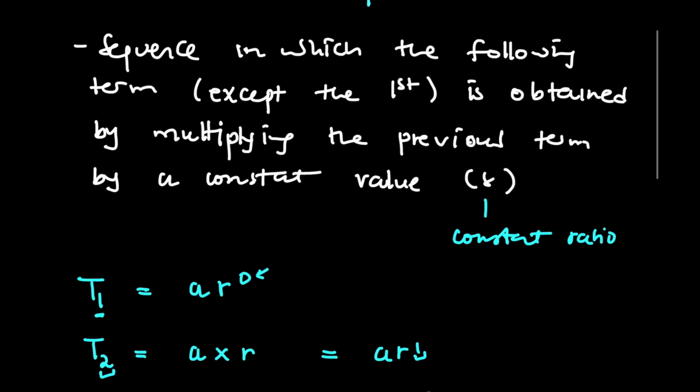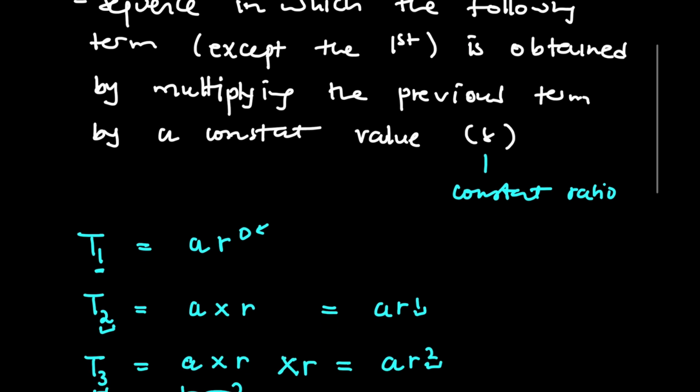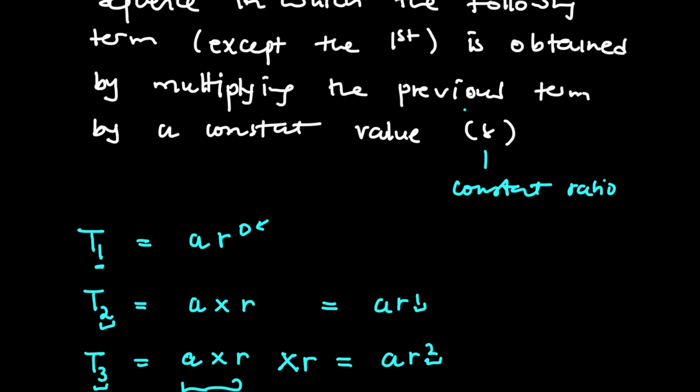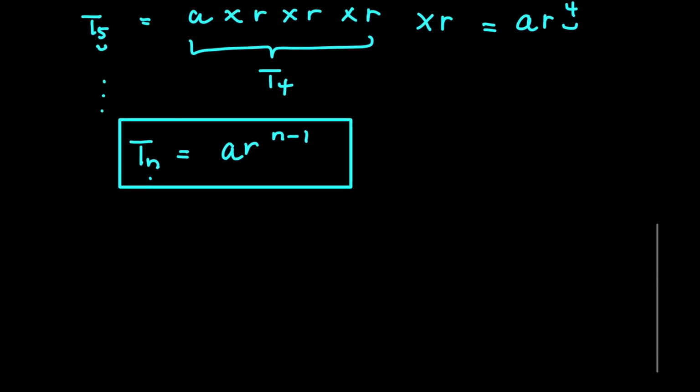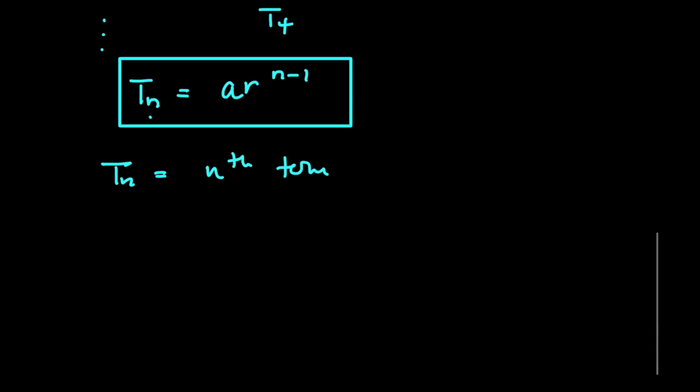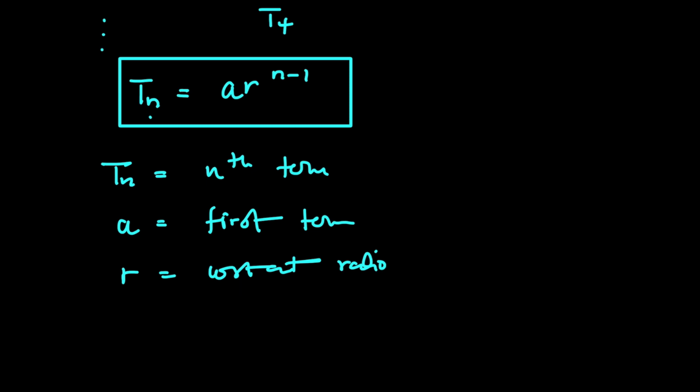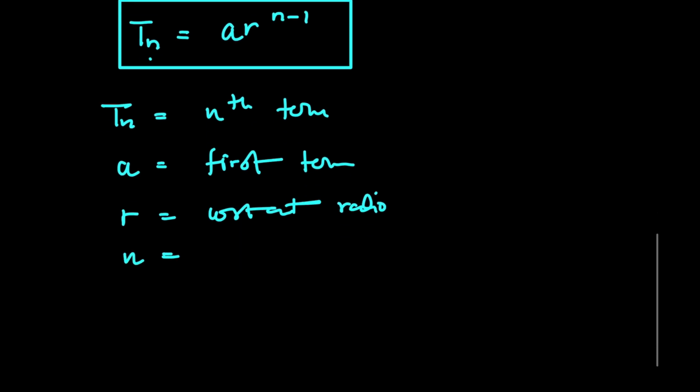Just to recap here, a sequence in which the following term is obtained by multiplying the previous term by a constant value R, as we have done here. And then from there we found the general term. Tn is the general term, or the nth term. A is the first term. R is the constant ratio. And n is the position of the term.